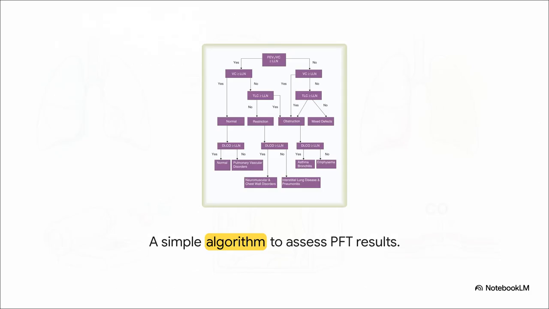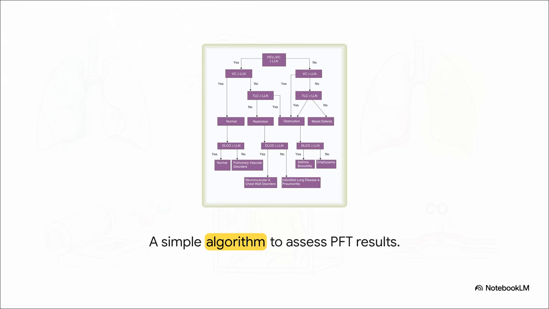Now, to interpret these reports like an absolute pro, you just need to follow this simple algorithm. First up, look at the FEV1 to FVC ratio. If it's below the lower limit of normal, boom, you have an obstruction. Next, check that total lung capacity. If the TLC is reduced, you've got a restriction. And finally, assess the DLCO to check for any diffusion impairment. Guys, this combination is incredibly powerful.